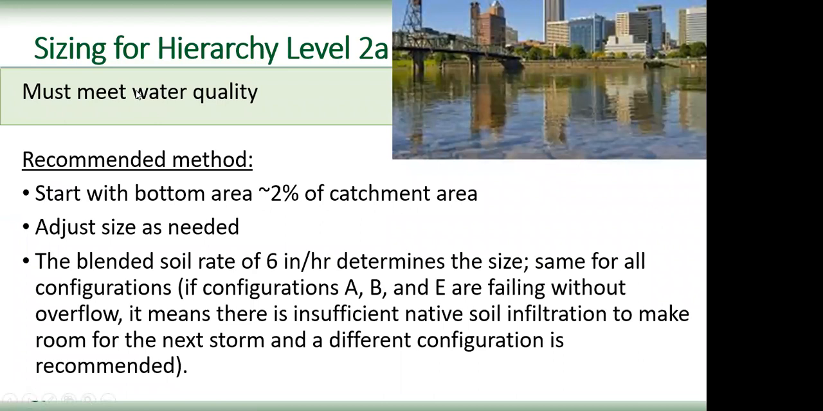Sizing hierarchy level 2A just must meet the water quality or pollution reduction requirements. Again, the same as for hierarchy level 1, start with the bottom area of 2% of the catchment area is recommended and adjust size as needed. The blended soil rate of 6 inches per hour determines the size. So it's the same for all of the configurations.